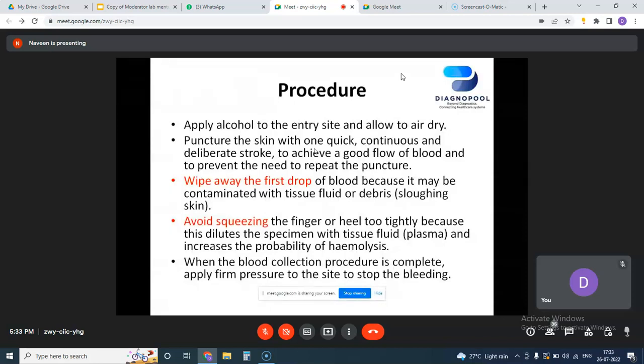So the procedure is almost the same. First, alcohol needs to be applied, and what needs to be remembered in case of finger prick or heel prick is that the first drop should be wiped away. First drop of blood should be wiped away because it is contaminated with the tissue fluids. And one more thing to remember is that the finger or heel should not be squeezed for the blood. If you squeeze it, again the tissue fluid will contaminate the blood.